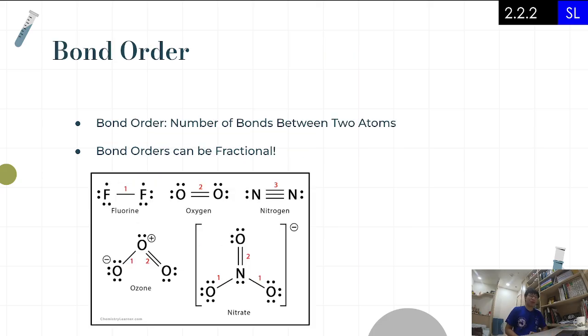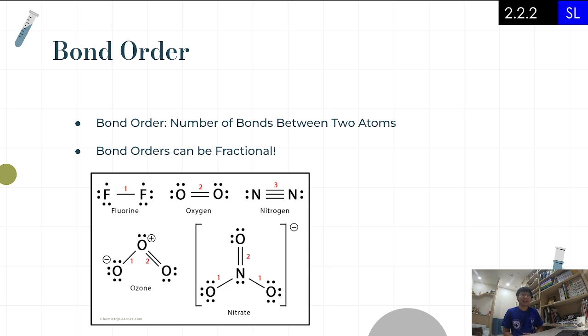And bond order is another concept that we need to know. So the bond order is the number of bonds between 2 atoms, and usually it's just like a single bond, a double bond, or a triple bond. So 1, 2, or 3. But in some scenarios, it can be a fractional number.